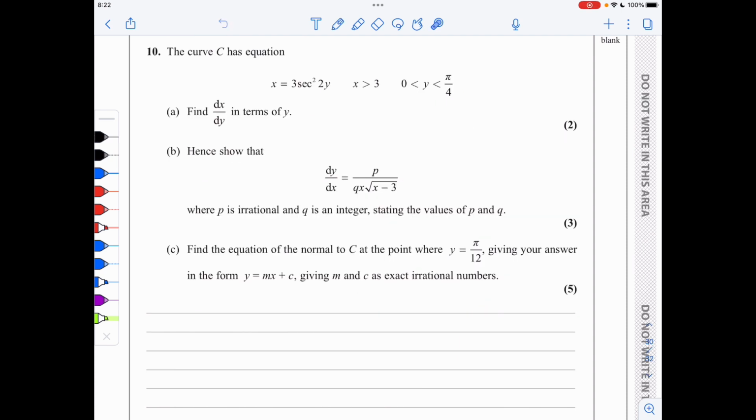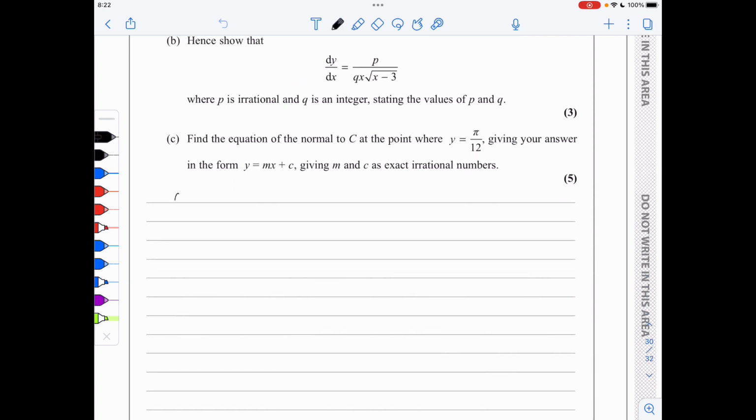In question 10, part A, we need to find the dx dy in terms of y. So we start by writing down that x is 3 sec of 2y squared. So dx dy will be 3 times, and we get the power down, we deduct 1 from the power times the derivative of the bracket. The bracket is sec of 2y, so its derivative will be 2 sec 2y tan 2y. And this simplifies to 12 sec squared 2y tan 2y.